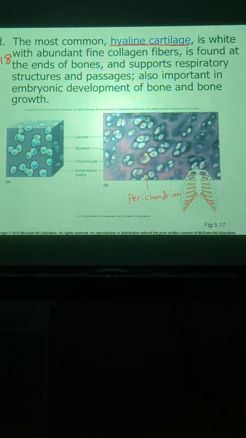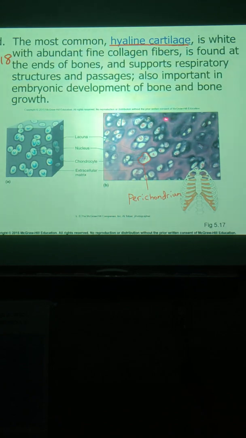And as you can see here, this would be like the cartilage you find in your rib cage that has a specific name called the costal cartilage. And this attaches your ribs to the front of the body and the sternum and allows flexibility as we breathe in and breathe out. This is a really good slide. Now the key here is, notice they said with abundant fine collagen fibers. There are so many and they are distributed so evenly that it's really hard to see the collagen fibers.